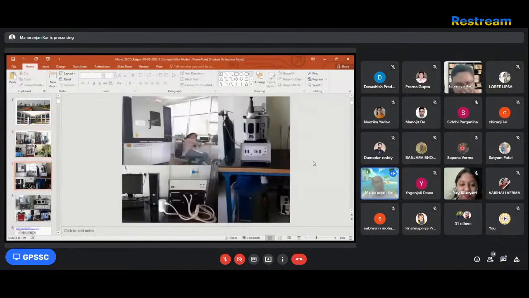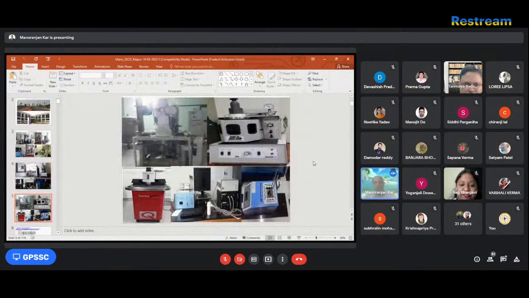So these are basically the labs, equipment and other things. Then we have the TEM, this is the hub picture, and also the VSM and other equipment. So we are well equipped.